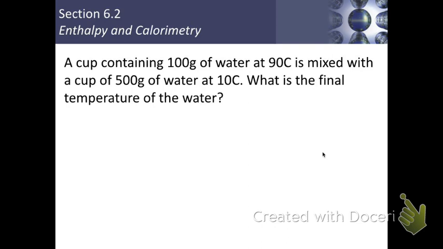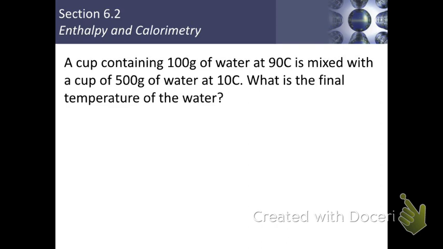All right, a cup containing 100 grams of water at 90 degrees is mixed with a cup of water that's 10 degrees. What is the final temperature? Okay, so here we're just taking hot water, cold water, mixing. Do you have any predictions here? It's got to go between 10 and 90 again. Okay, you went specific with your prediction. I was just thinking hotter or colder, but okay. All right, let's see what we get.